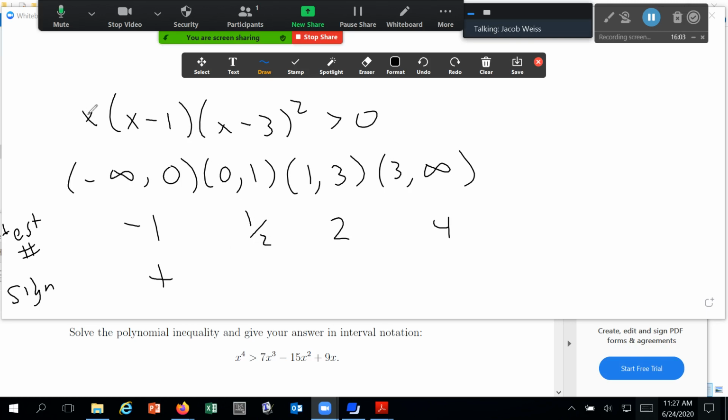All right, if we plug in 1/2, 1/2 here is positive, 1/2 minus 1 is negative, and then 1/2 minus 3 squared is positive, because again, it's some number squared, so it's positive. So we have a positive times negative times positive. The result of that is a negative number. Okay? If we plug in 2, we get positive 2 times positive 1 times something squared, which is positive. So a positive times positive times positive is positive. And if we plug in 4, same thing. We have a positive times positive times positive. So that's positive.